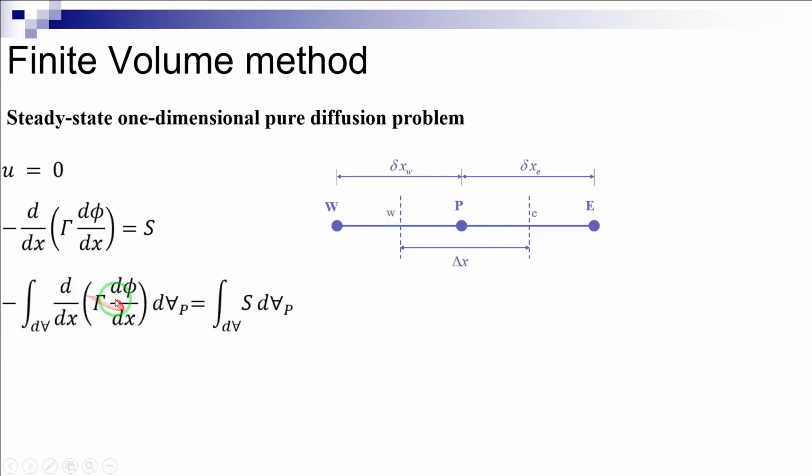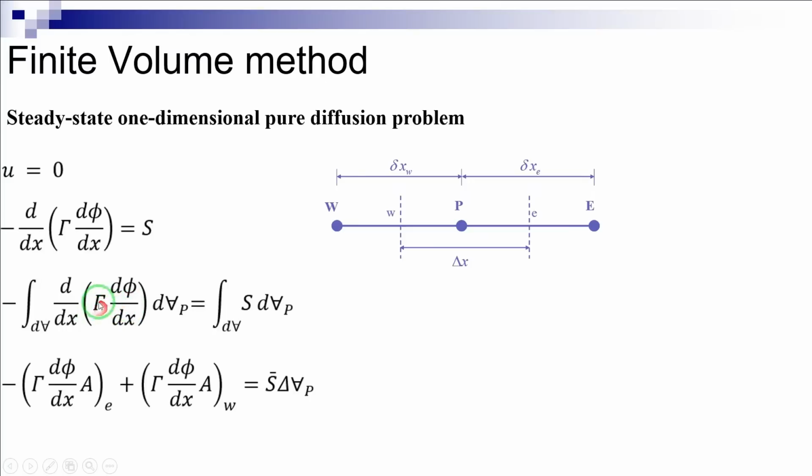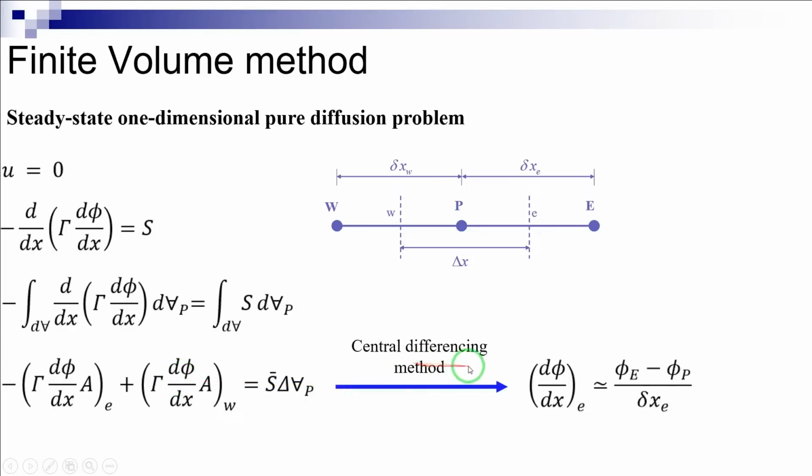To discretize the diffusion flux, it is necessary to estimate the gradient of the variable phi over the control volume surfaces using the nodal values. The simplest estimate is to use the central differencing method as shown here for the gradient of phi at the eastern face of the central control volume. In other words, the central differencing method assumes that there is a linear function between nodes.